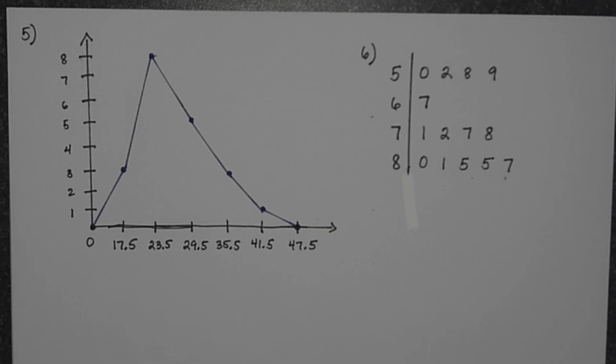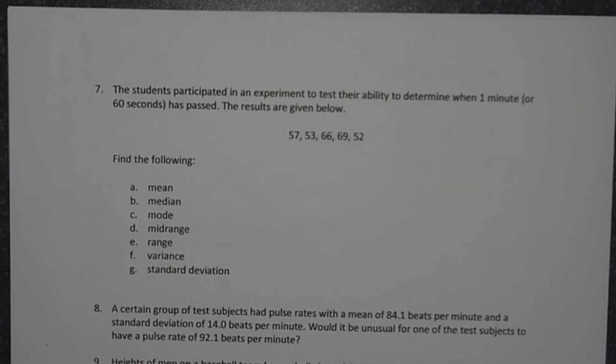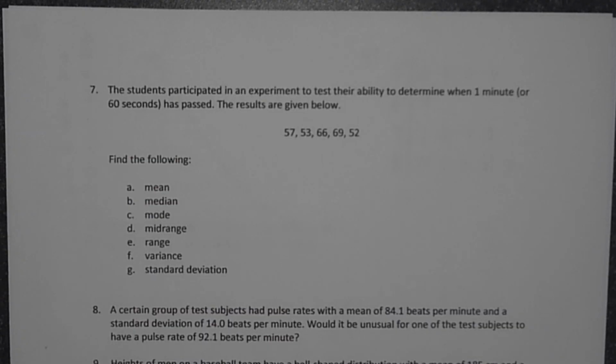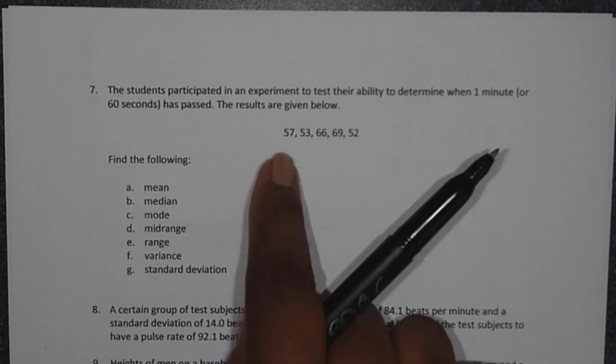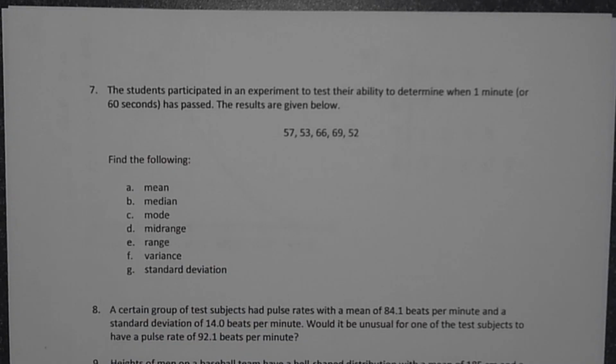All right, now problem number 7. This is where we go into the descriptive statistics, the measure of center and the measure of variation. The students participated in an experiment to test their ability to determine when 1 minute or 60 seconds has passed. The results are given below in this data set, and there are only 5 of them. It's going to be a small data set, but you're going to use that to find the mean, median, mode, mid-range, range, variance, and standard deviation.